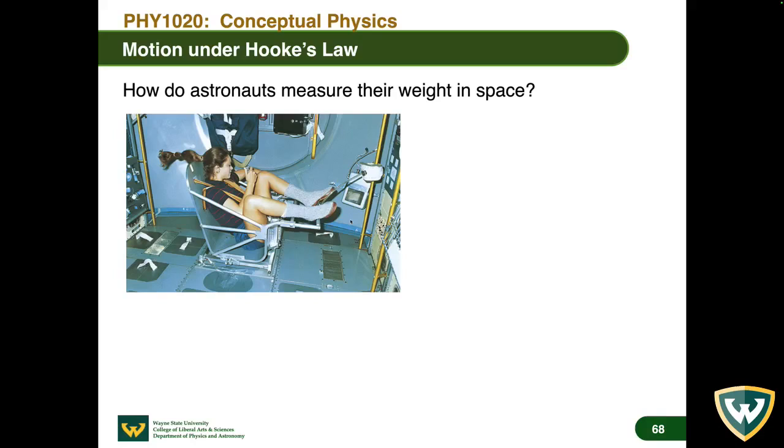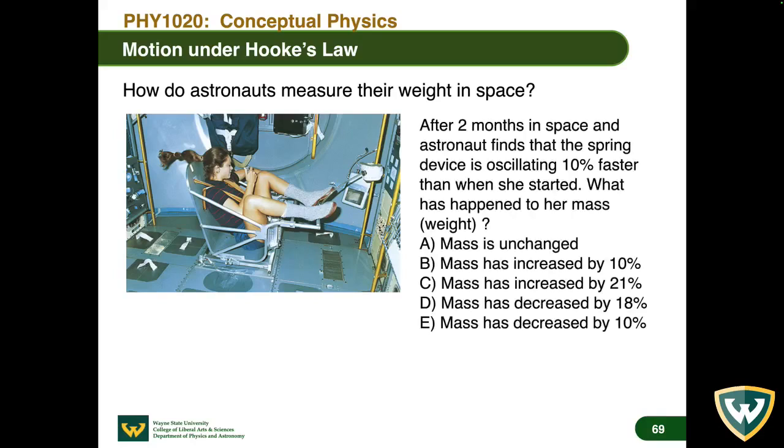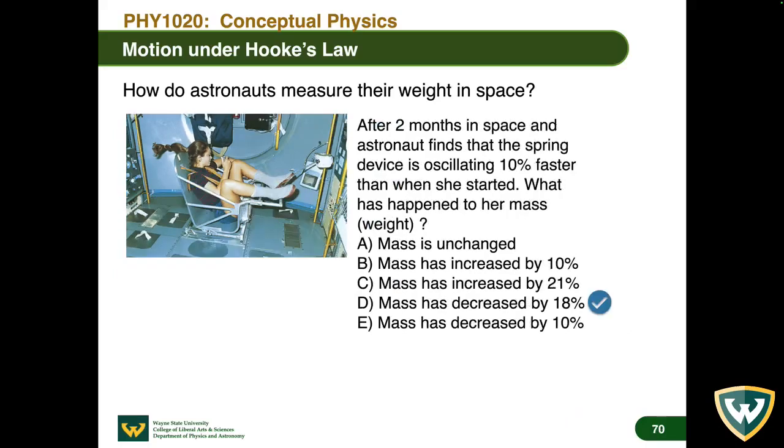And they found that the astronauts are in fact losing weight pretty fast. And in fact, they found that after 2 months in space, an astronaut would typically have this oscillation go 10% faster, which means that their mass has decreased by 18% in that short amount of time. So if you have a weight problem, maybe you should consider going in space. No, that's not a good idea.